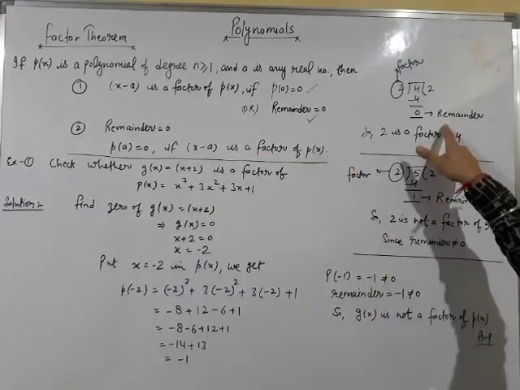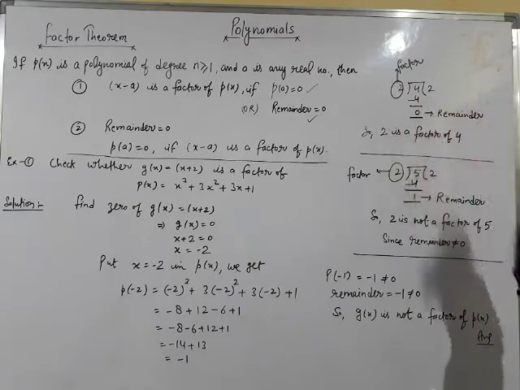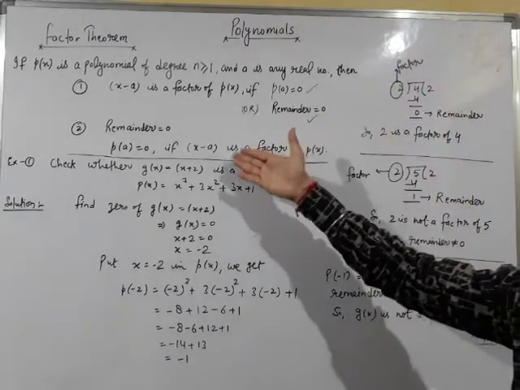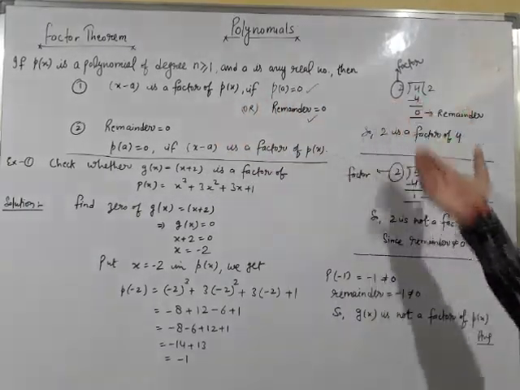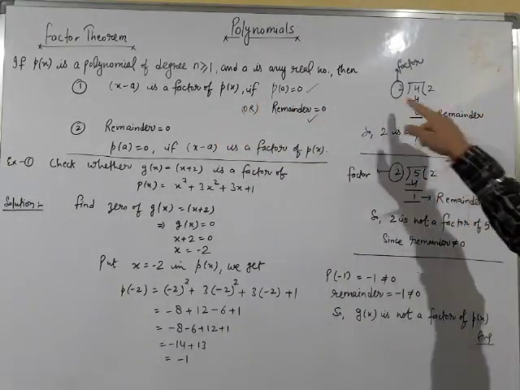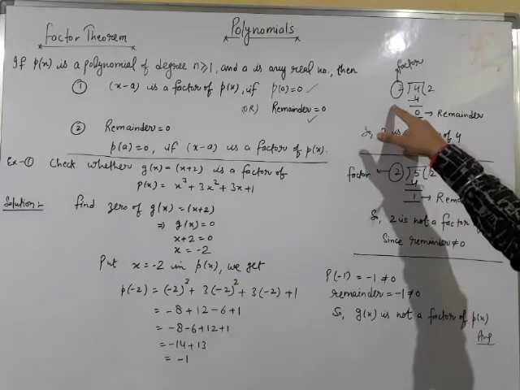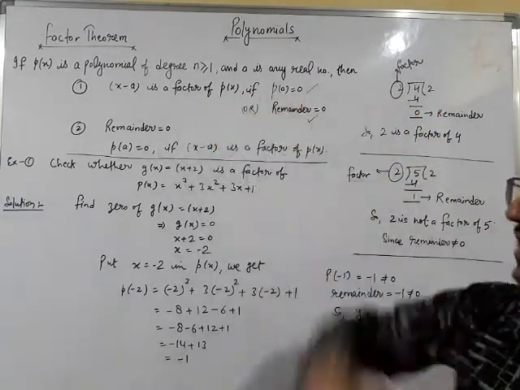Yes, if the remainder is 0, then 2 is a factor of 4. We are applying this concept here. So the factor theorem is very simple to understand by these two examples. You need to know the meaning of factor, then you can understand the factor theorem.